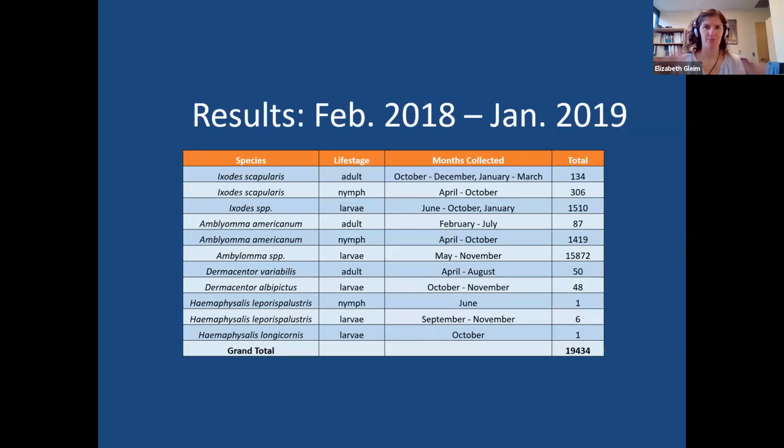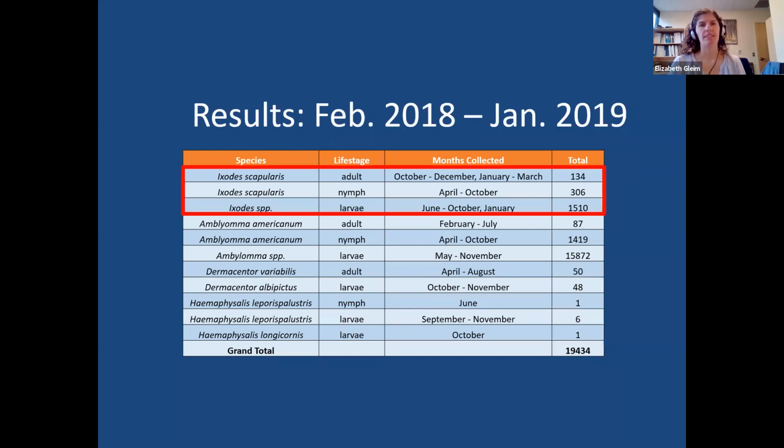From there, we were able to figure out what was going on. So in total, we collected around 20,000 ticks, right? And we weren't just interested in black-legged ticks. We wanted to get a full picture of what was going on with the general tick ecology in the region. But for the purposes of our talk today, I'm really focusing in on black-legged ticks and Lyme ecology.